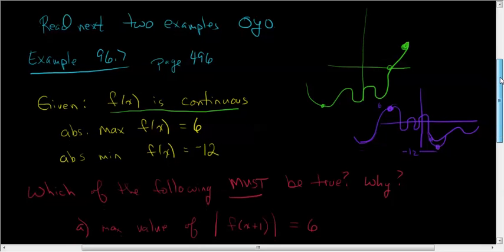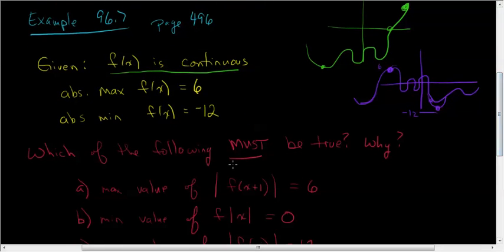Now let's look at the question. Which of the following must be true? The maximum value of the absolute value of f of x plus 1 equals 6. Is that true? Well, wait. Absolute value of f of x plus 1. So this is if I'm making the y's positive. What does this x plus 1 do? That just takes the whole function and shifts it 1 left, right? Subtract the shift, so minus a -1. So the whole function has shifted 1 left.